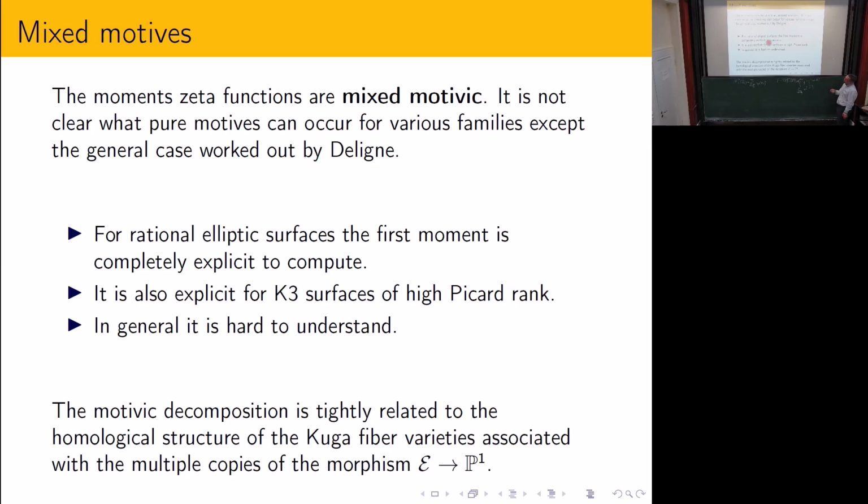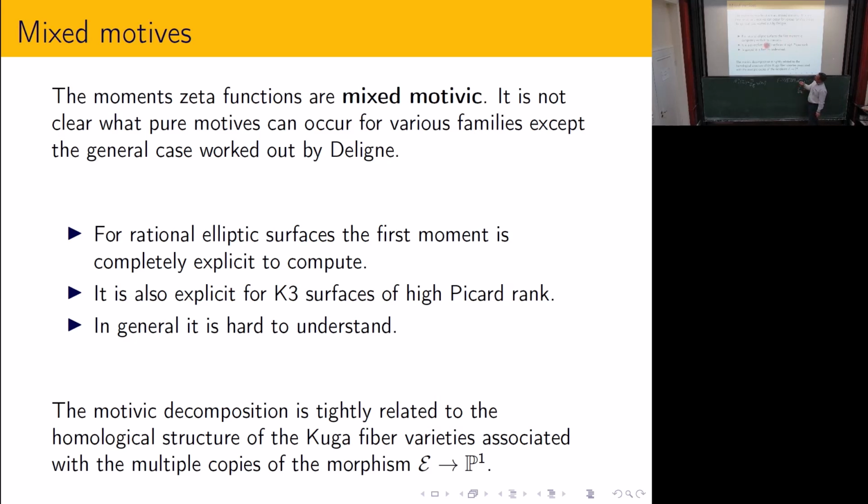Not much. Already the first moment, if you have a rational elliptic surface, then the first moment is completely explicit. You just use Schrödinger's algorithm, and you can write down everything explicitly in terms of Artin representation, so that's really efficiently and effectively computable.